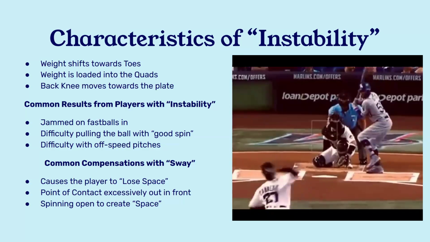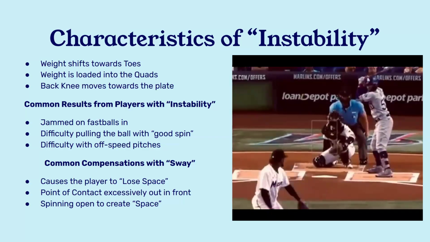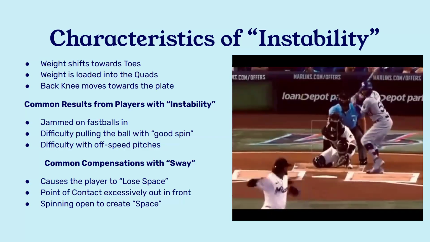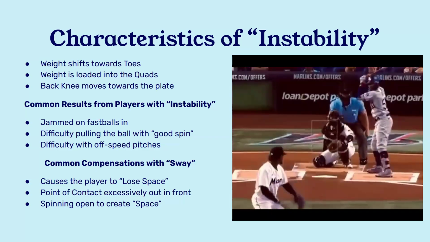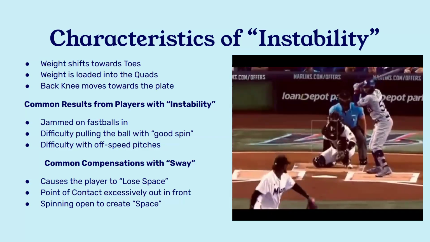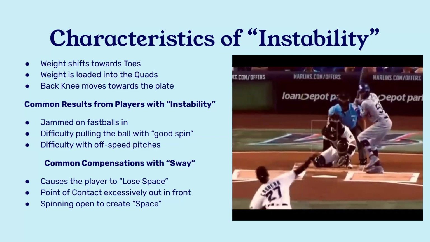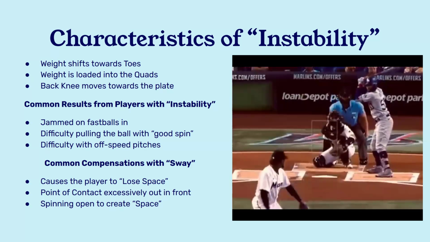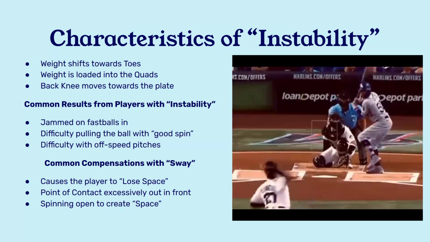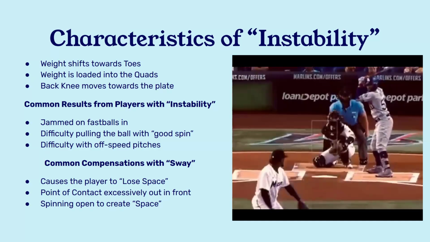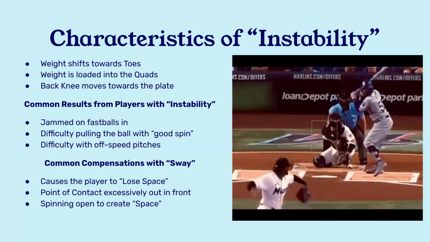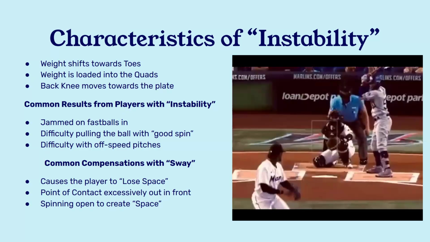Again, this causes a lot of players to lose space and they compensate by over rotating and spinning to create that space, which does not allow us to drive the baseball to the pull side. And this is going to create a lot of difficulty with off-speed pitches, as that back foot will create some off balance moves with the hitter, and it makes it difficult to adjust to some slower pitching.